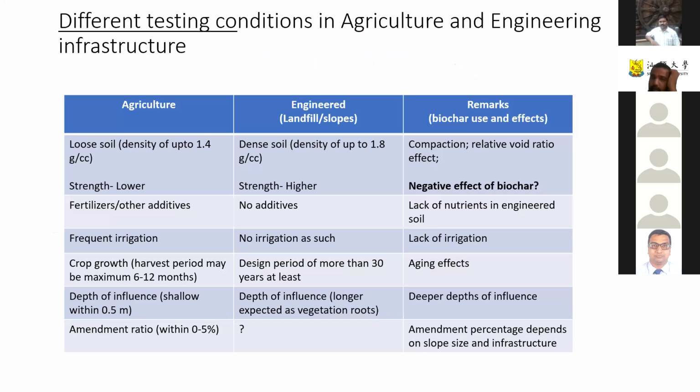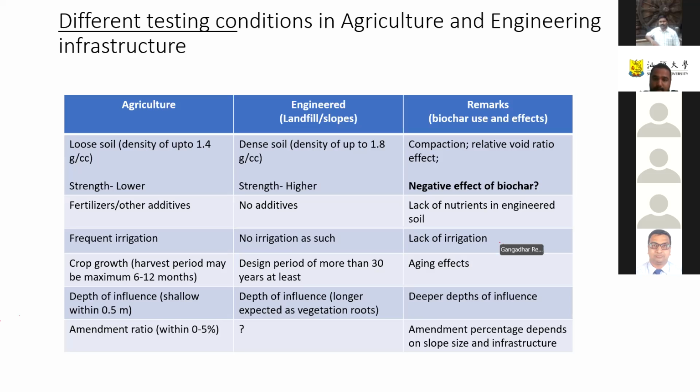So why do we need to do research in geotechnical engineering? People can ask, okay, it has been done in agriculture already, about soil water retention with respect to biochar. However, in engineering, the problem is that we have to think about the density of soil, which is much higher in engineered slopes or landfill liners. We are talking about at least 80 to 90% degree of compaction. And in an engineered slope, we want less maintenance, so we avoid adding fertilizers and also irrigation. In agriculture, we usually irrigate.